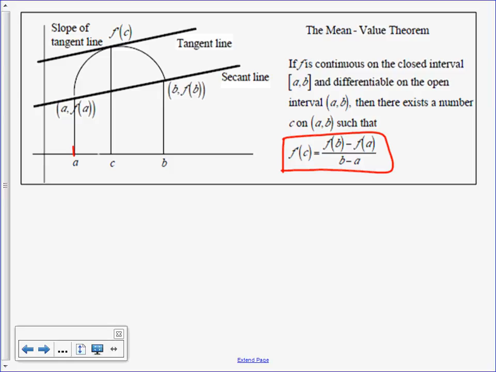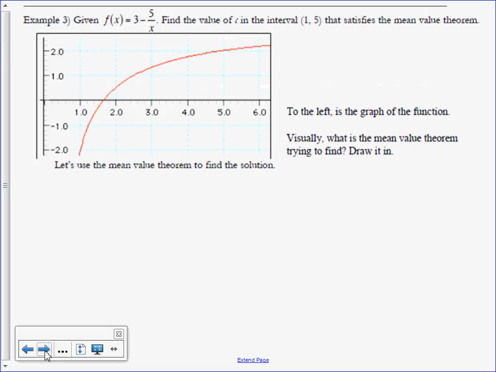Here we go. Anyway, there's a point C between A and B where the slope is the same as the slope of A and B. That's all that says. Two easiest theorems ever. All right.